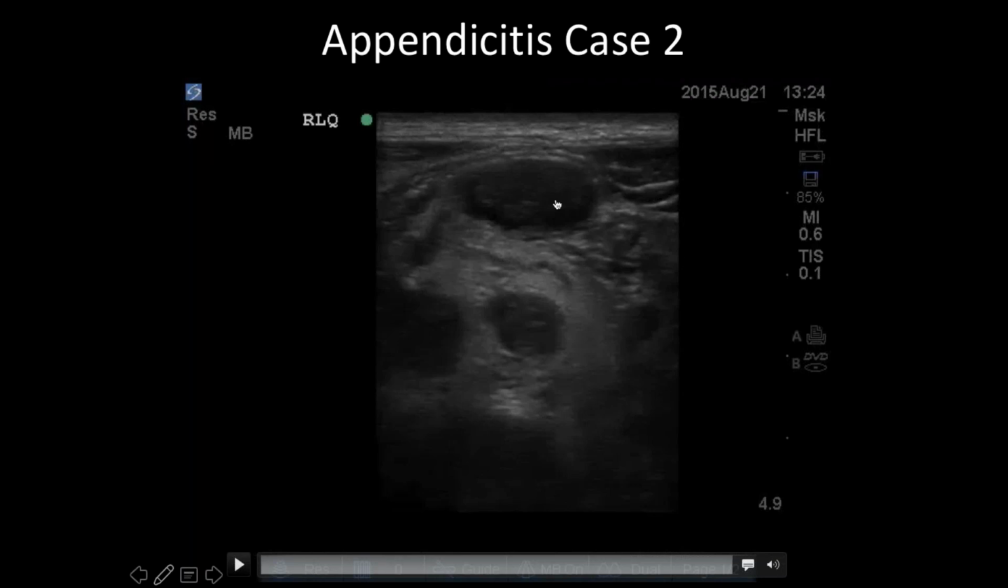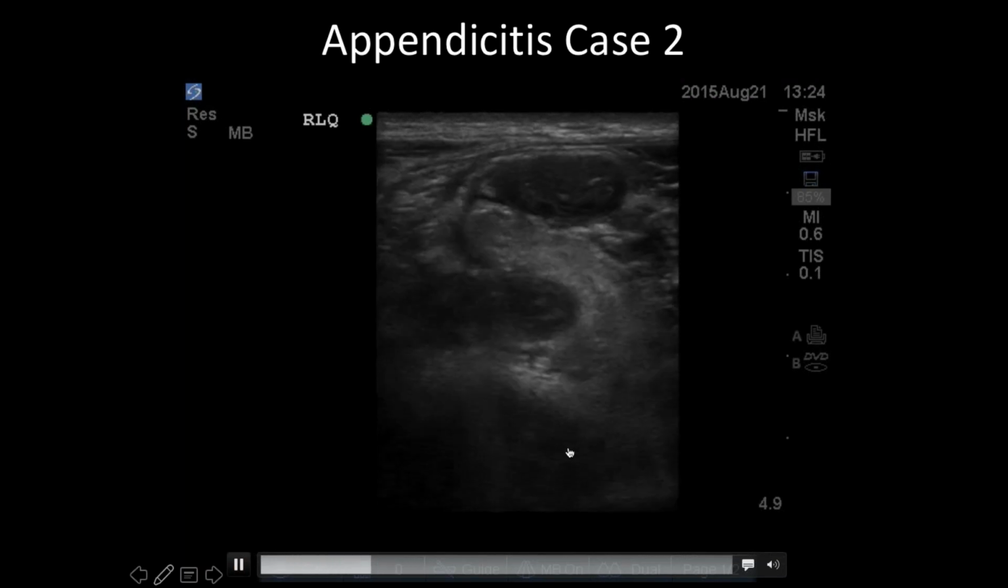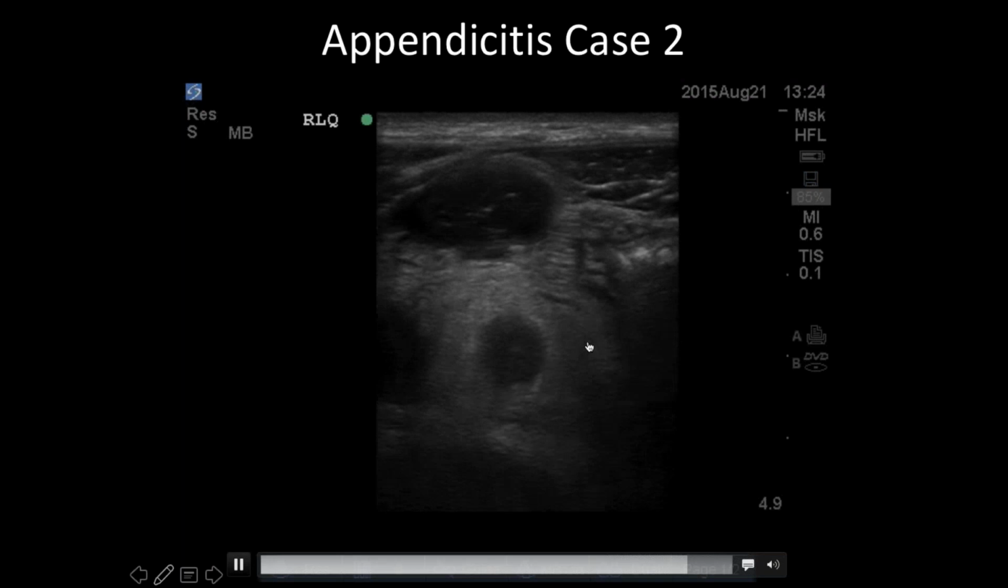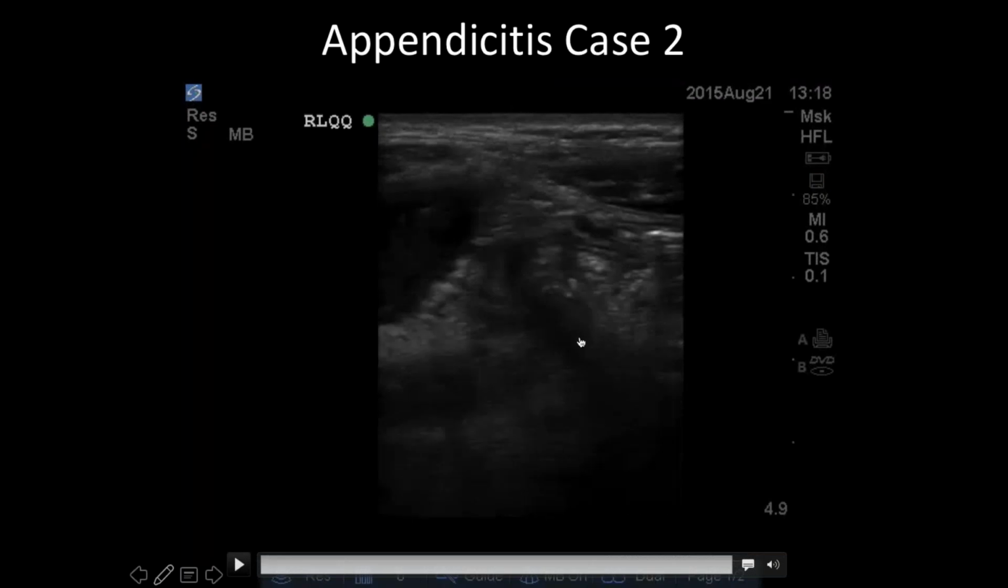There are three structures here that look like they're separate, but they're actually all one and the same. This is an appendix that's kind of curling over on itself like this, and as I play the clip, you're going to see how it comes together. The first clip, though, is me trying to compress it, and as I play it, nothing really is compressing, and the patient states that they're in pain when I'm doing that. The diameter of this is not really changing.